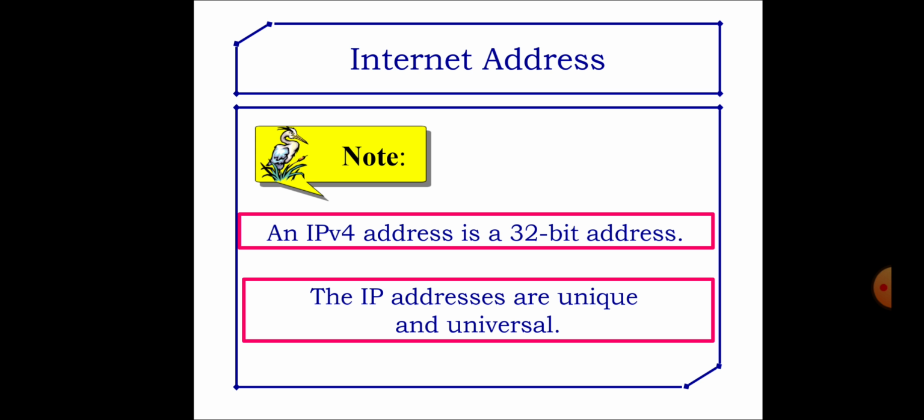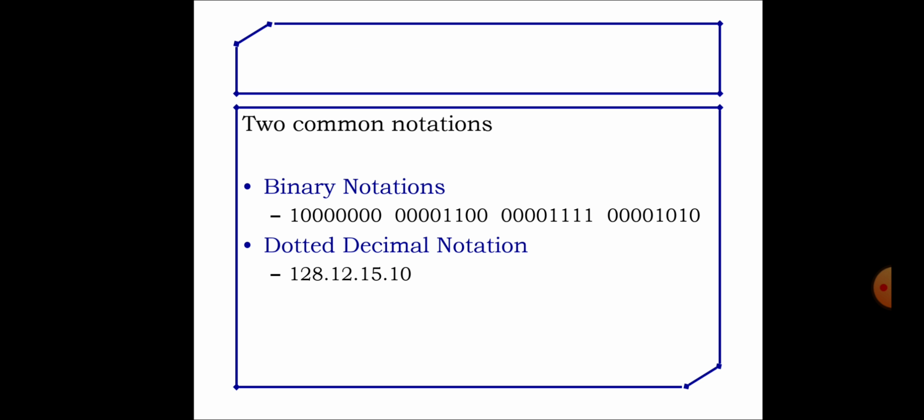So what is the internet address? The IPv4 address is a 32-bit address, so there are 32 bits in one address. IP addresses are unique and universal, so one IP address cannot be assigned to another PC. One PC, or one element in the network, contains only one IP address.